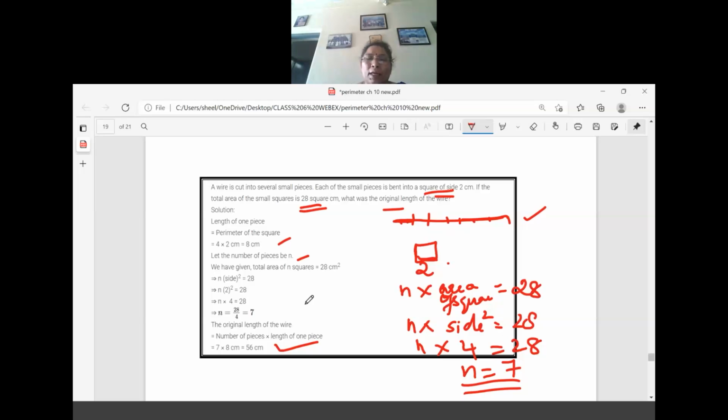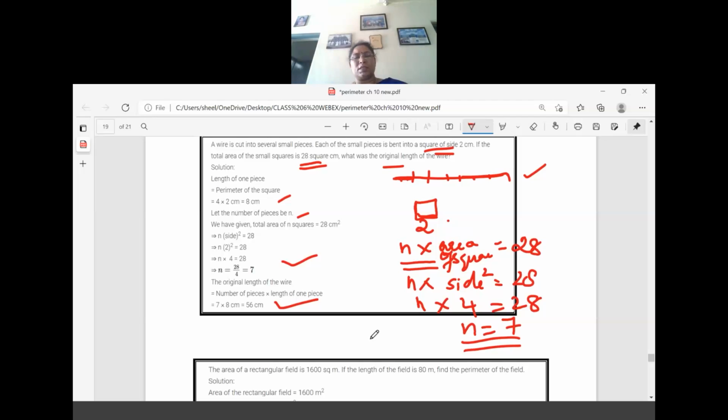Now total area means the area of one square into the number of squares only, that is why we have written n into area of one square, that is equal to 28. So n into side square equal to 28, n into 4 equal to 28, therefore n equal to 7. Therefore the original length of the wire equal to number of pieces into length of one piece, that is equal to 56 only. So this question is a little bit lengthy only, but you can do very well.